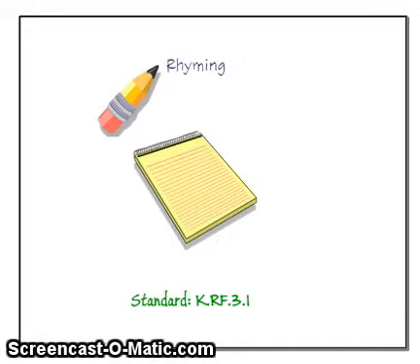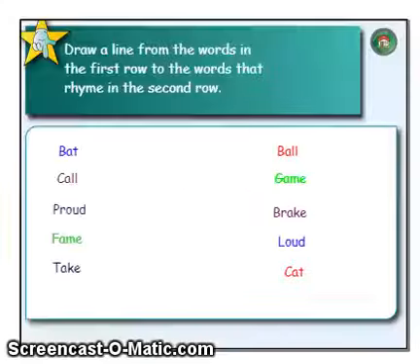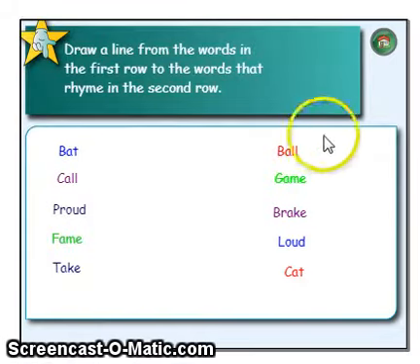So we'll go through each step-by-step process that will show the different activities I have on the smartboard and what the students will be able to do on each activity. So for the first activity on the smartboard lesson, the directions say draw a line from the words in the first row to the words that rhyme in the second row. So here we see we have a row here and a row here.